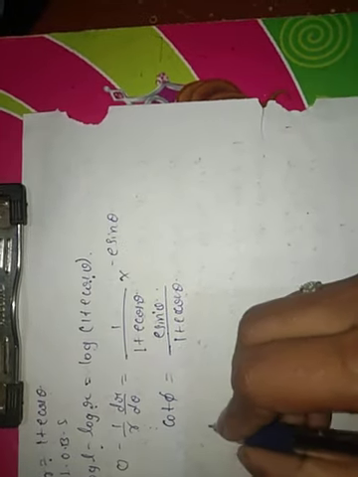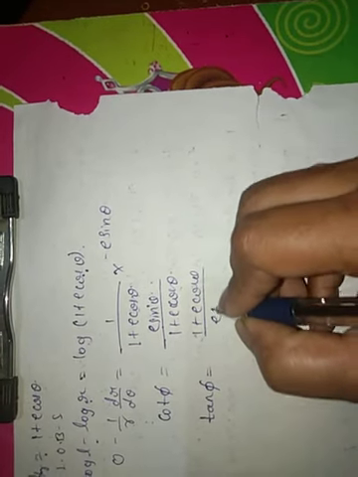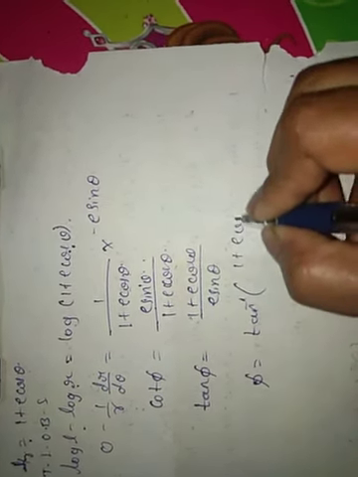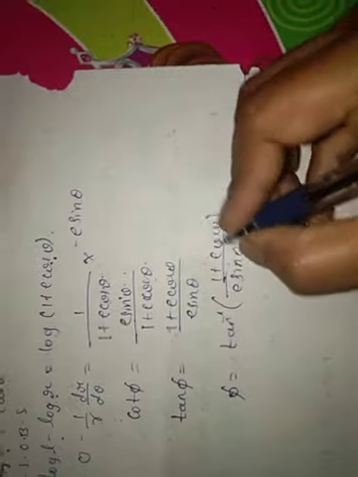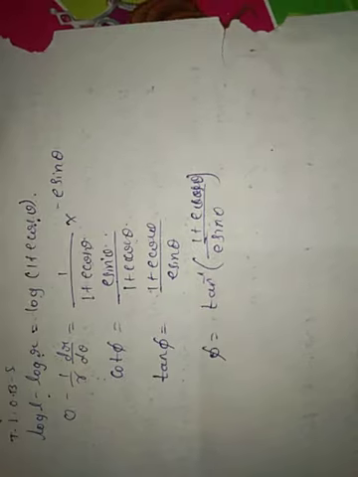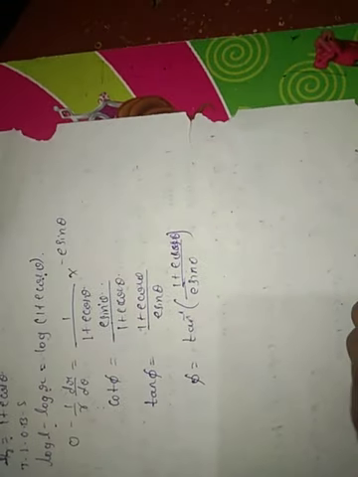We can write it as tan phi equal to 1 plus e cos theta divided by e sin theta, the reciprocal of the cot. So phi equal to tan inverse of 1 plus e cos theta divided by e sin theta, that is the angle between the radius vector and the tangent here, because no simplification is possible. Therefore 1 plus e cos theta divided by e sin theta is equal to tan phi. So phi equal to tan inverse of 1 plus e cos theta divided by e sin theta here.